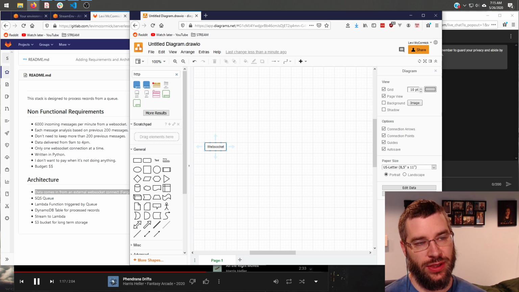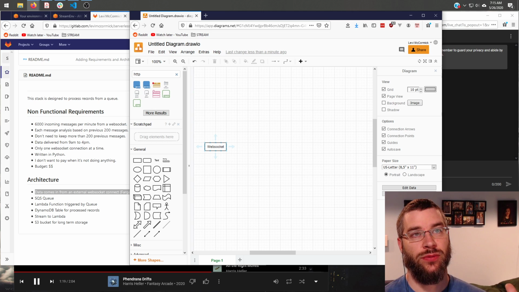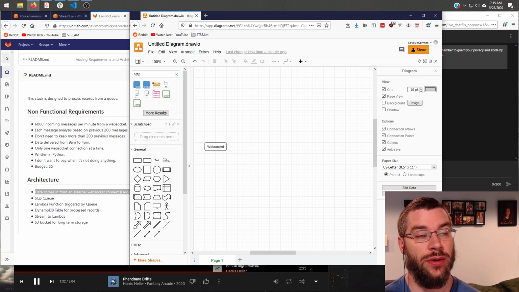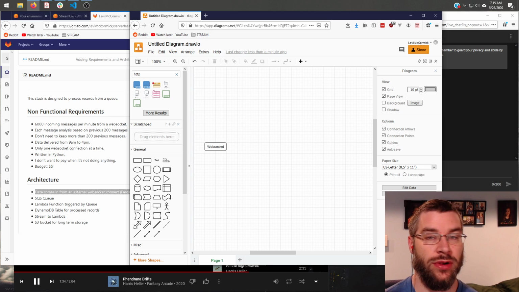Generally, I like to lay things out left to right, because that's how English speakers read. We read from left to right, so laying out your architecture diagrams in that logical, default manner really helps readability.